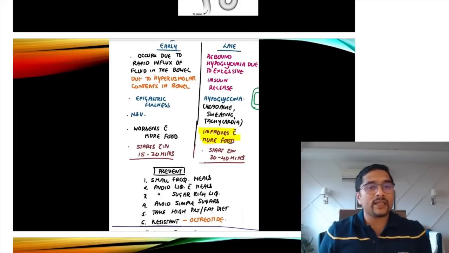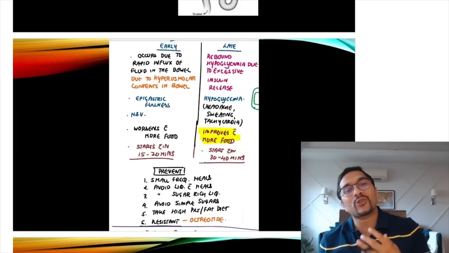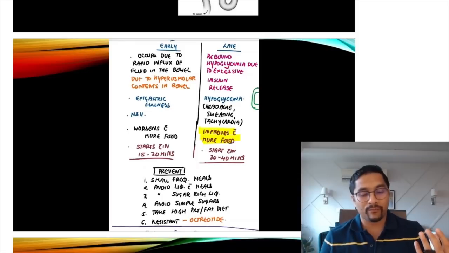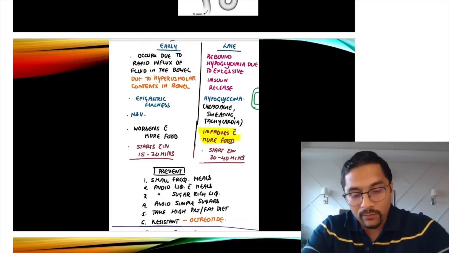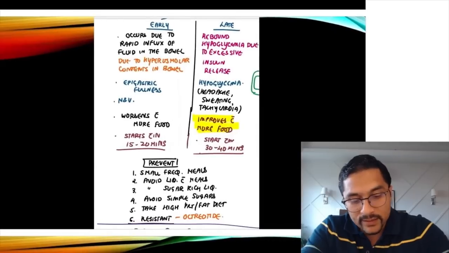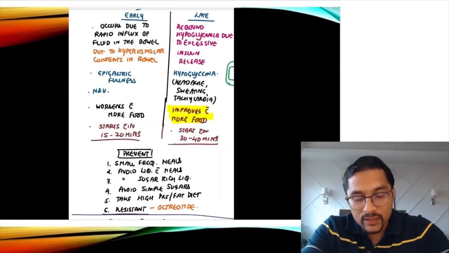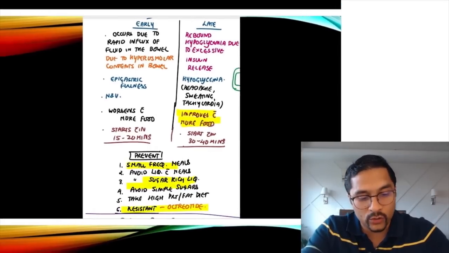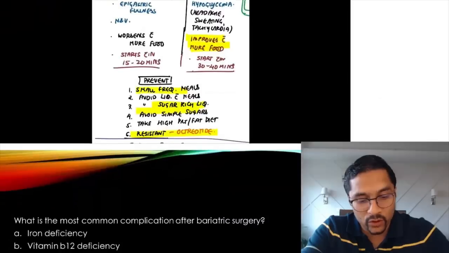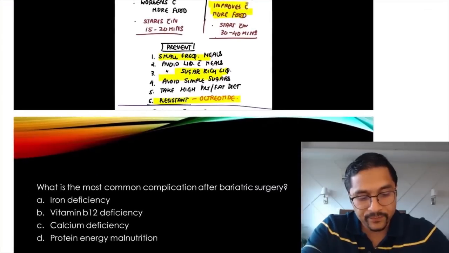Now, because they've started asking about dumping syndrome, you should know how we prevent dumping syndrome. We can prevent it by small frequent meals, by avoiding liquids with meals, by avoiding simple sugar and sugar rich liquids, and in resistant cases we can use octreotide as well.